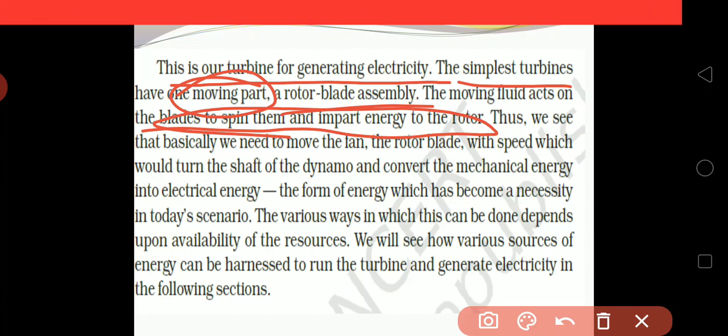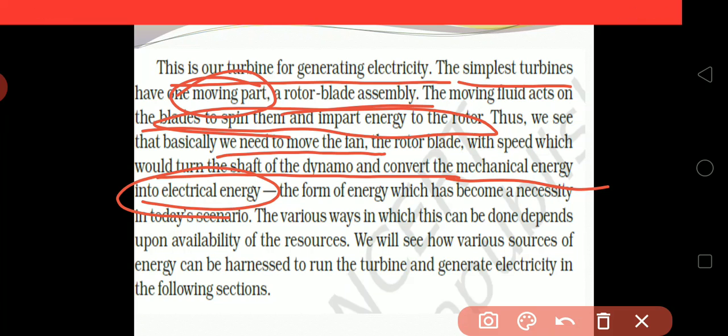And thus we see that we basically need to move the fan, the rotor blade, with a speed which will turn the shaft of a dynamo and convert the mechanical energy into electrical energy. Because of the rotation or spin of the blade, mechanical energy is formed, and that mechanical energy gets converted to electrical energy, the form of energy which has become a necessity in today's scenario.